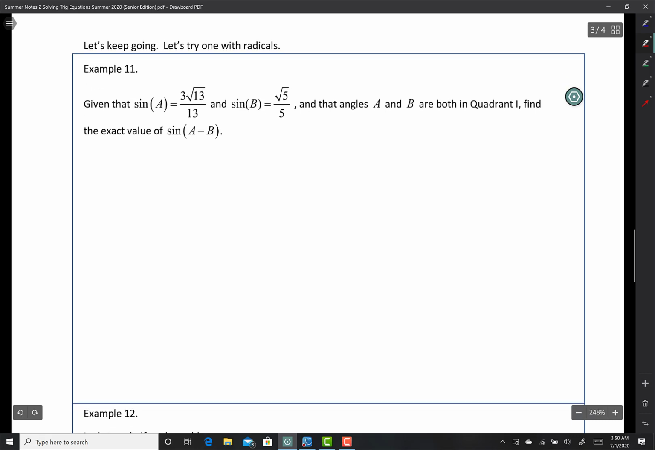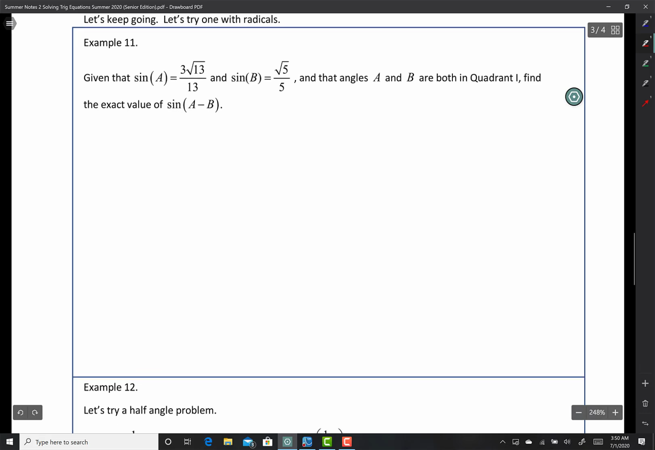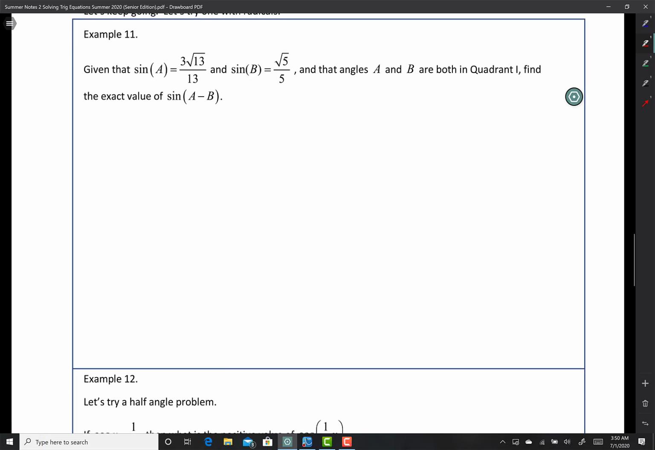So now we got radicals. Oh, geez, radicals. So let's see. Given sine A is 3 square root of 13 over 13. Sine B is square root of 5 over 5. And then angles A and B are both in quadrant 1. Find the exact value of sine A minus B.